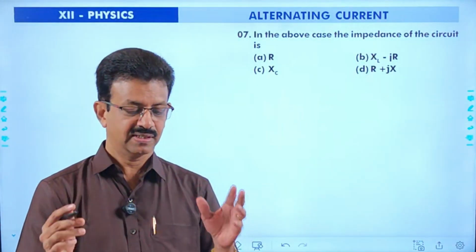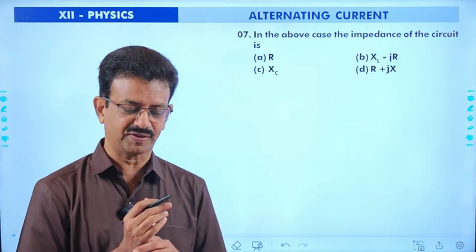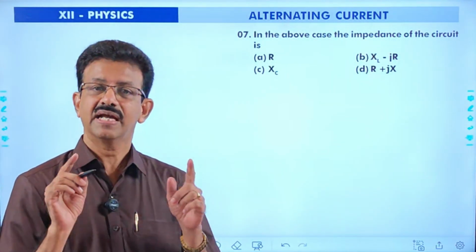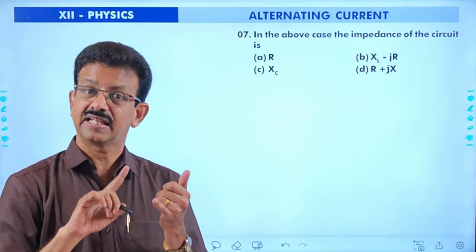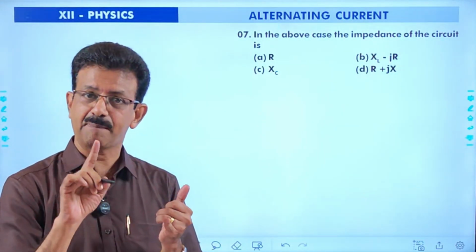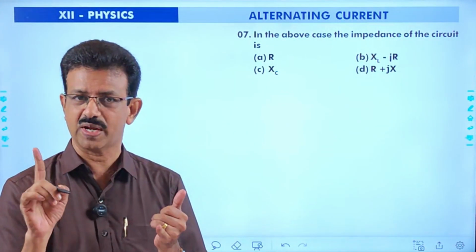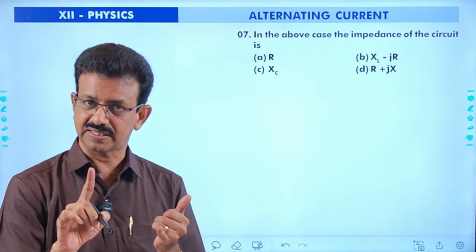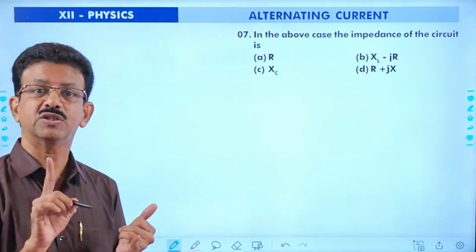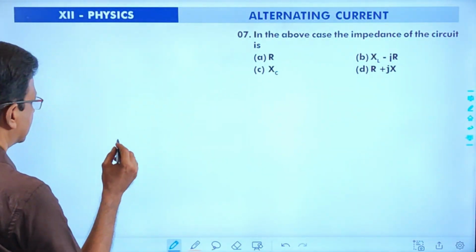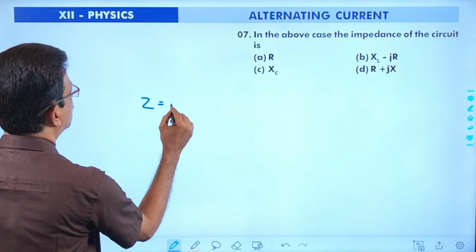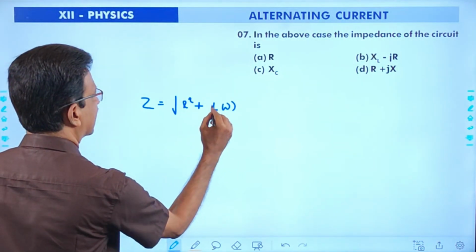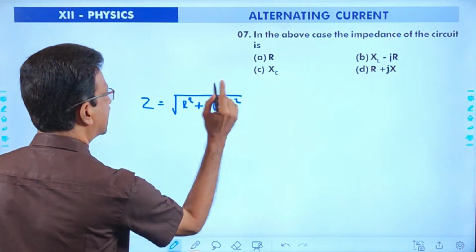Question number 7. In the above case, the impedance of the circuit; the above case means an LR series AC circuit. In an LR series AC circuit, the inductive reactance XL equals L omega. Resistance is also there. Then, from the impedance triangle, the impedance of the circuit is obtained as Z equal to root of R squared plus (L omega) whole squared, or XL. This is the impedance equation.